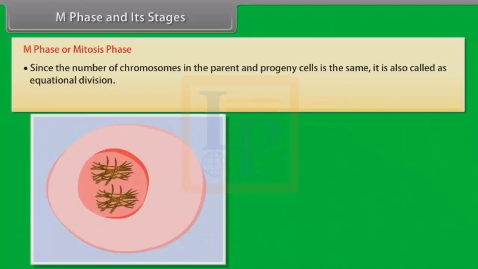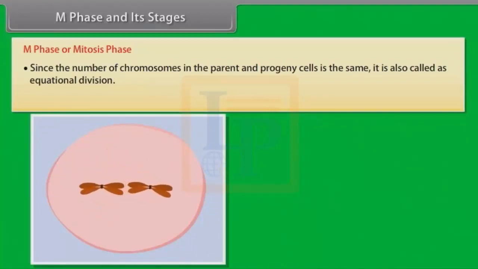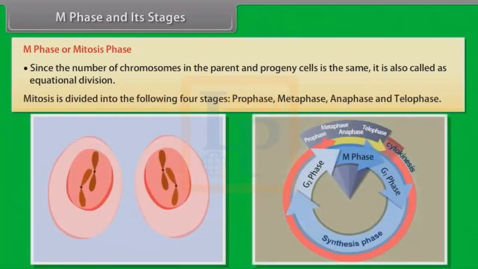M phase and its stages. M phase is also known as mitosis phase. Since the number of chromosomes in the parent and progeny cells is the same, it is also called equational division. Mitosis is divided into the following four stages: prophase, metaphase, anaphase and telophase. Let us know them in detail.